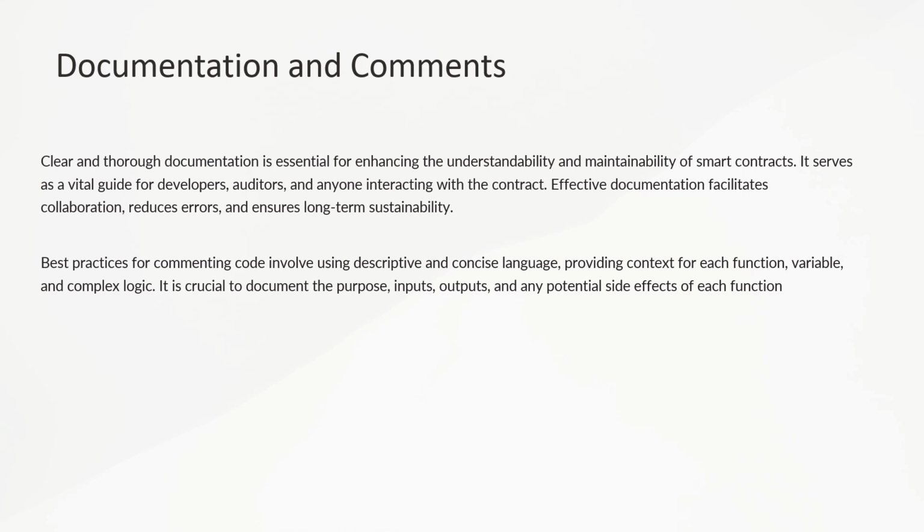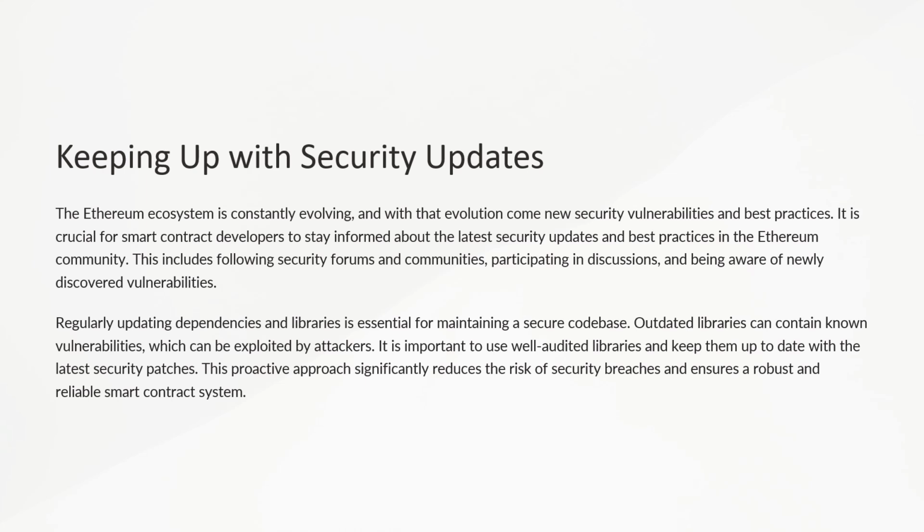Proper documentation helps developers navigate complex code, similar to how a guidebook aids travelers in unfamiliar territories. Smart contract developers must stay informed about the latest security updates in the Ethereum community. This involves following security forums, participating in discussions, and updating dependencies regularly to incorporate new security patches and mitigate known vulnerabilities. Picture staying updated on security vulnerabilities and best practices as equipping yourself with the latest maps and tools for safe travel. Staying up to date with security updates ensures your smart contracts are protected from evolving threats, much like how updated travel gear ensures safe and smooth journeys.